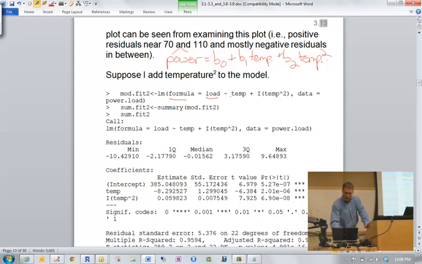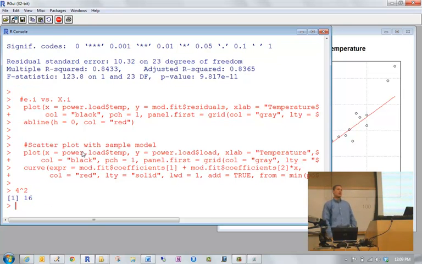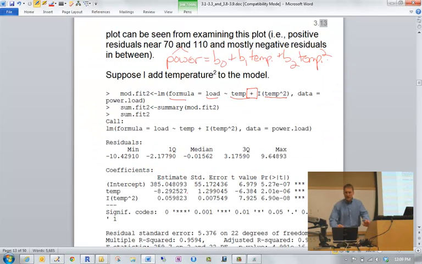Formula equal load tilde temperature. And whenever you have another term in your model, you simply say plus. This doesn't mean you're adding stuff; it basically just says "and." And to do the squared term, I say temp caret sign 2, just like if I do 4 caret sign 2, I get 16. But there's one other little component that you need, and that is the I function around all that.